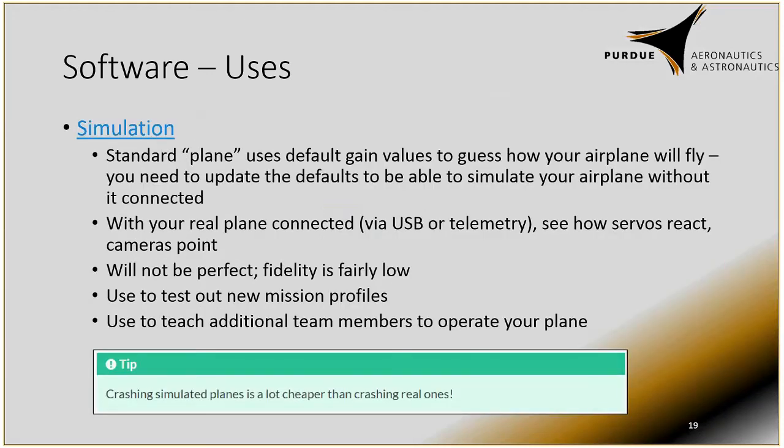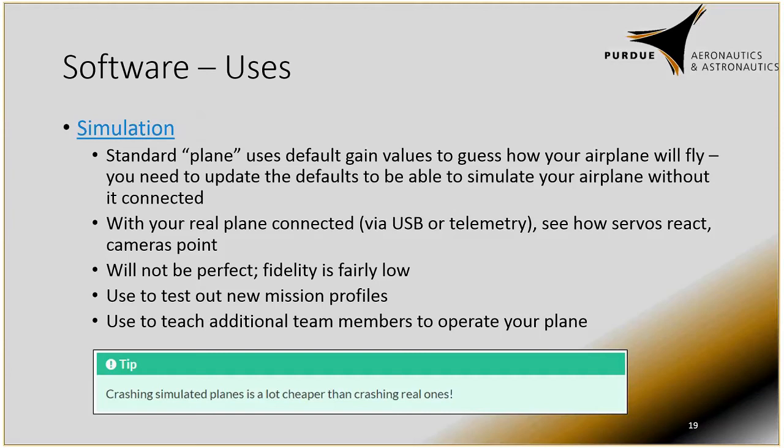So another use for the software, you can run a simulation. You see the box at the bottom that says it's cheaper to crash a simulated plane than a real one. Very true. So it's a nice thing to get done. You can start now. You can use the basic plane in Mission Planner to set up a simulation, play around with it, see what the commands do, and everything like that.